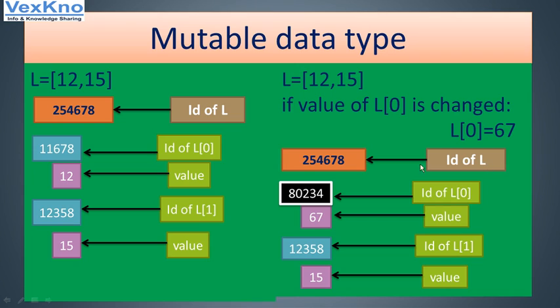You can see the ID of L remains the same, whereas the ID of L0 will change to a new ID, because 67 has a new ID, whereas we haven't changed L1, so it will remain the same. This is the case of the elements present inside a list.